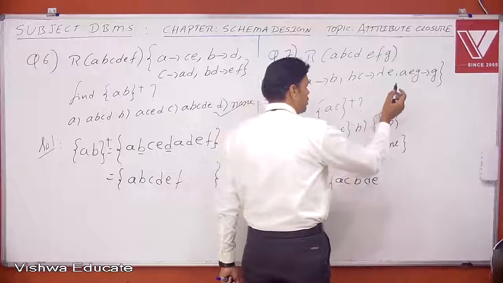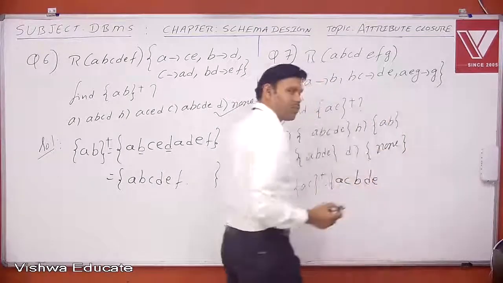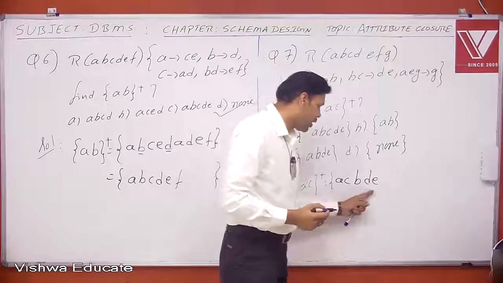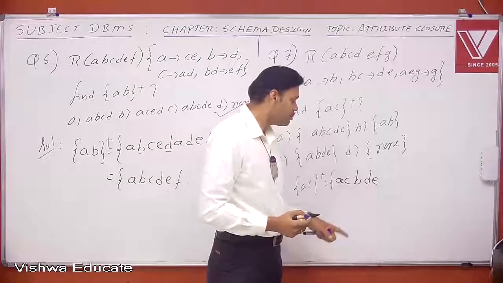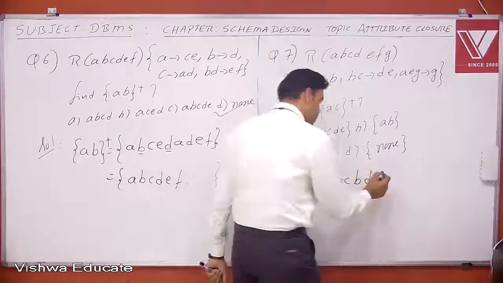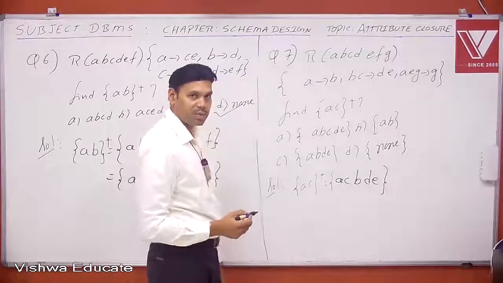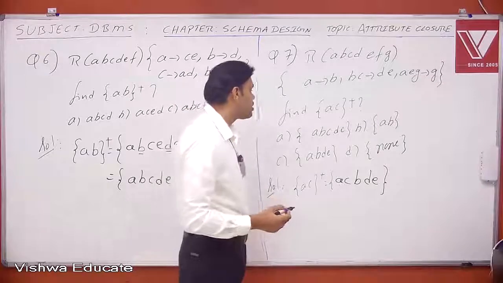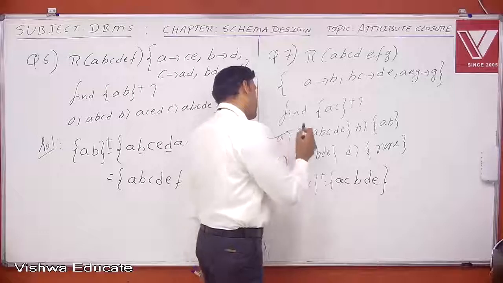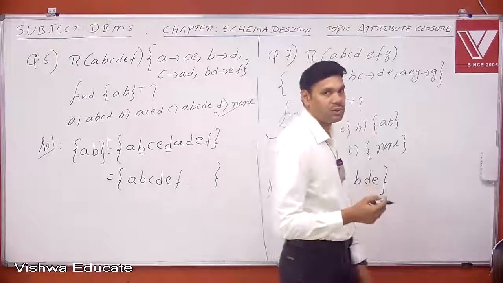Now, in order to get G, what combination is required? AEG. Do you have the AEG combination? No. I have A and E, but G is not there. So there you have to stop your calculation of attribute closure. So what is the answer of AC closure? The answer is A, B, C, D. I hope you got how to solve the problems.